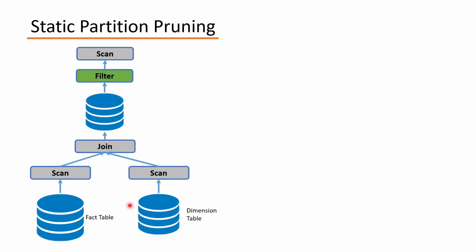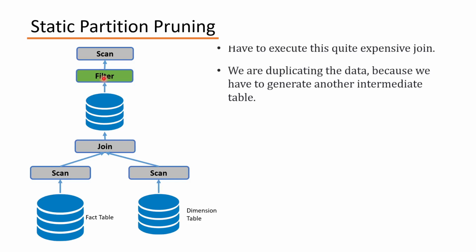An easy approach would be to join the dimension table with the fact table beforehand and then use static pruning over a single table. This may sound okay, but it has a lot of problems. We have to apply a join, which is an expensive operation. On the other hand, we have to create a duplicate dataset by creating an intermediate table before applying static pruning. If there is some change in the dimension table, we have to perform the same operation all over again, which is time consuming and difficult to maintain.